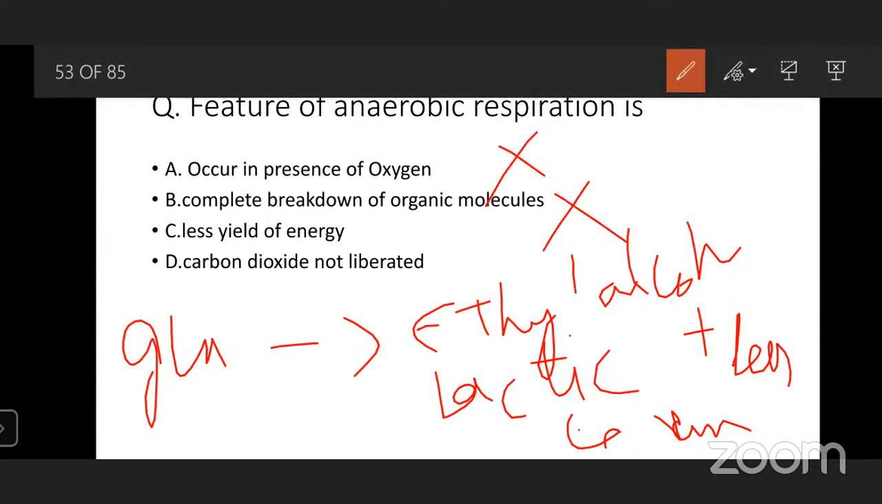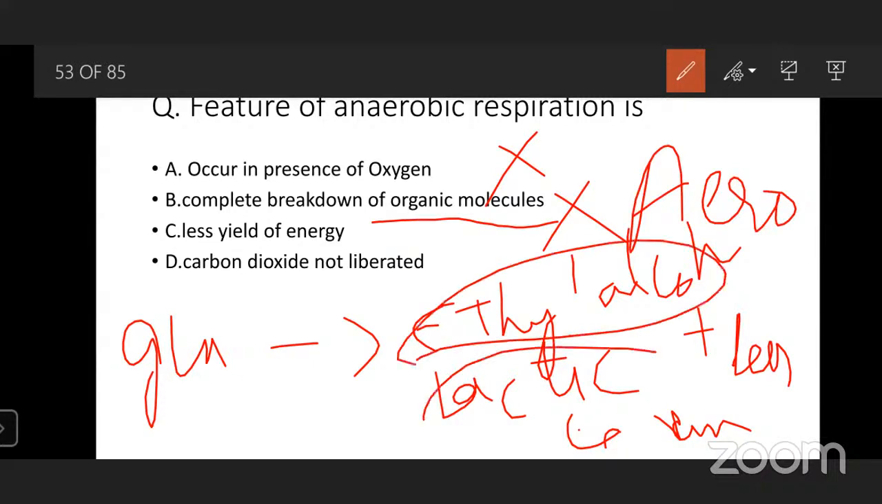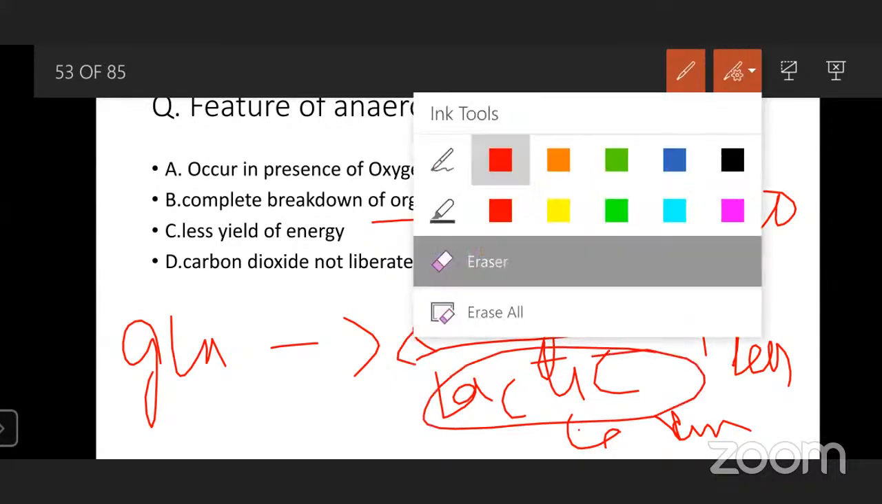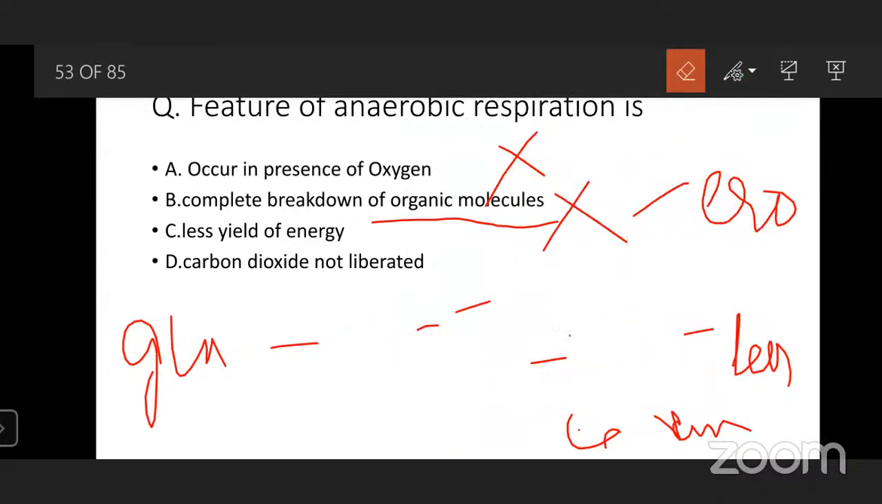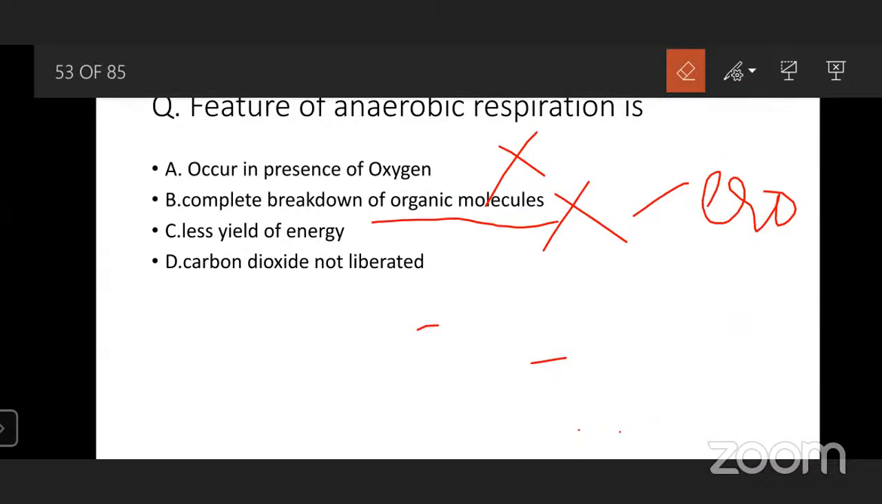So what does the second option say? Complete breakdown of organic molecules. Complete breakdown of organic molecules always takes place in aerobic respiration, where the glucose is completely broken down into carbon dioxide and water. But in anaerobic respiration, it gets converted into ethyl alcohol or lactic acid, which is not a complete breakdown of the glucose, right? So that is also not the correct answer. Next one: it yields less amount of energy. So yes, that is a correct one.